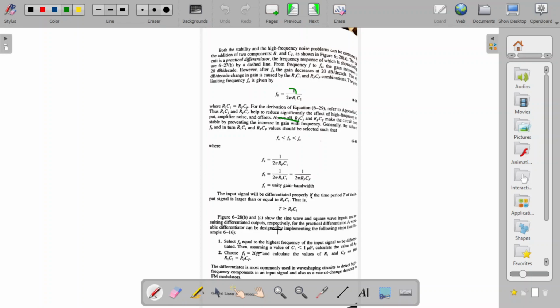Then another thing which we also discussed in the case of an integrator is that RFC1 is called the time constant of the circuit. It tells you the time taken for the capacitor to get charged and discharged. So the time period of the applied signal should be significantly large so that the capacitor gets enough time to charge and discharge. That means the time period of the signal should be significantly greater than RF into C1, which is the time constant of this RC circuit. So that also we have to keep in mind.